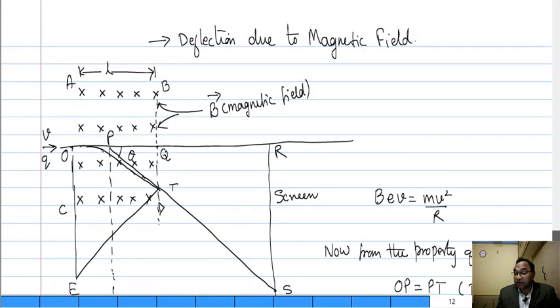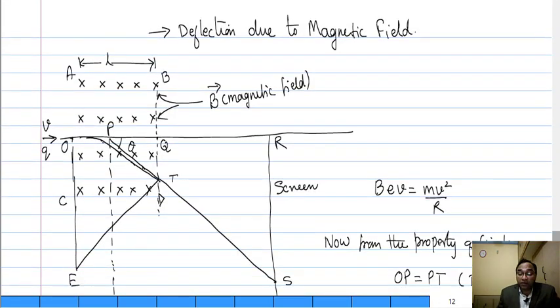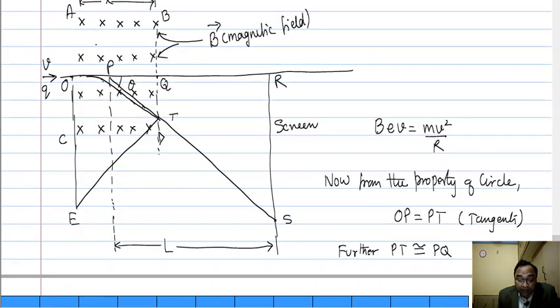Now, let us take the second case where we see the deflection of the electron due to the magnetic field. The magnetic field here I have represented by the cross, which means that the magnetic field is into the plane of the paper. The length over which the magnetic field exists is small l, and the charged particle is released at O. This Q is nothing but an electron with a velocity v.